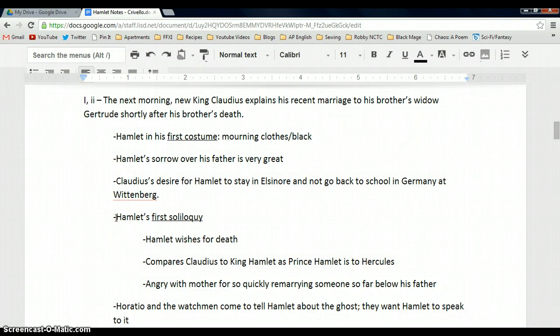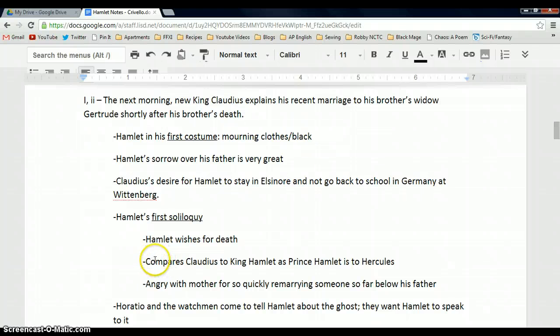Here, after everyone has exited, we get Hamlet's first soliloquy. Remember that a soliloquy is when an actor has lines all by himself on the stage for the audience to hear. And here Hamlet wishes for death. He'll be doing that a lot. Hamlet's sort of depressed, and his main thing is like, oh, this sucks, oh, like all the time.